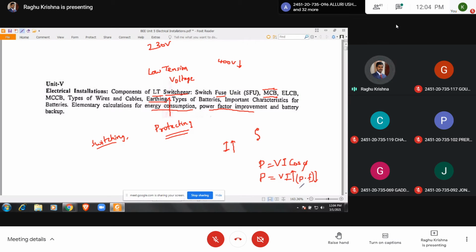Okay, so in order to avoid this, we are going to improve the power factor by connecting capacitors. If the power factor is made near to 1, then current reduces. So power factor improvement is very important.